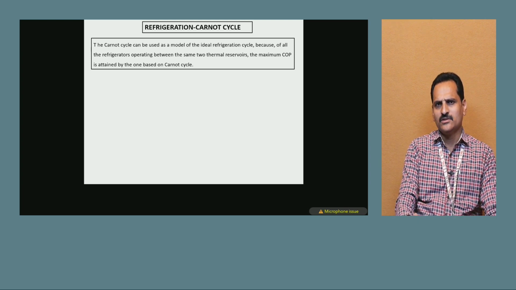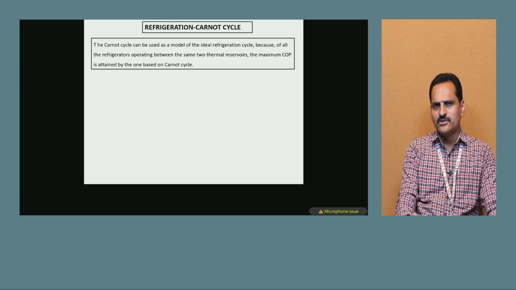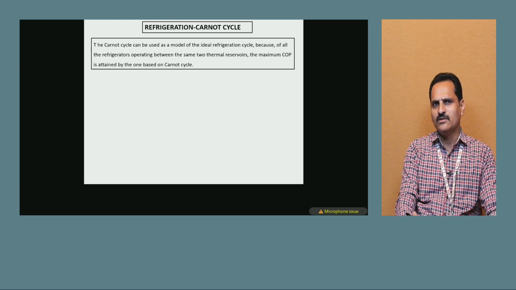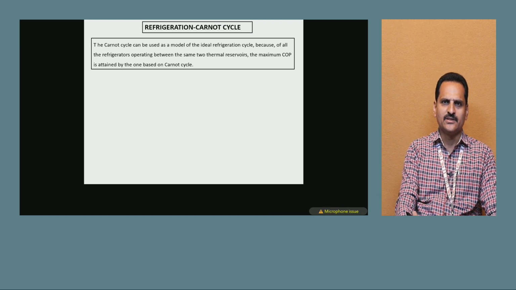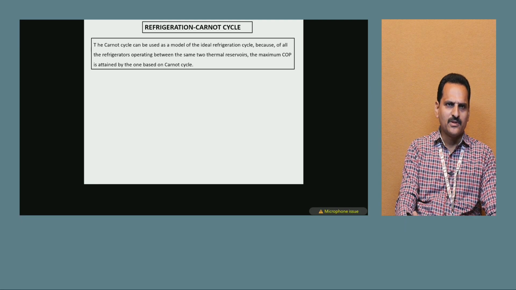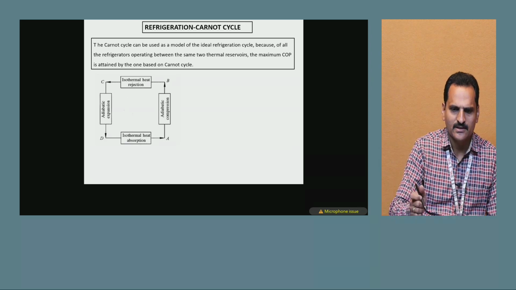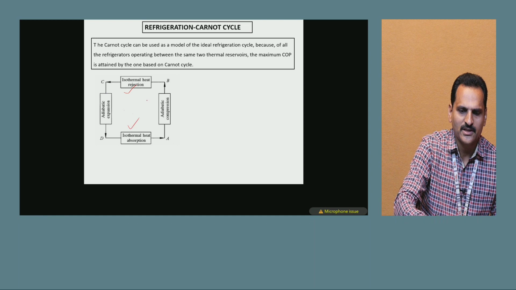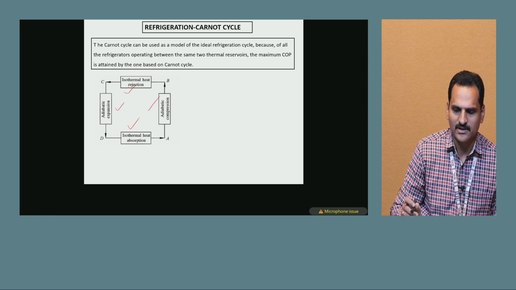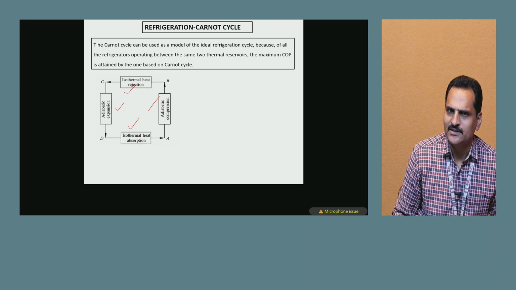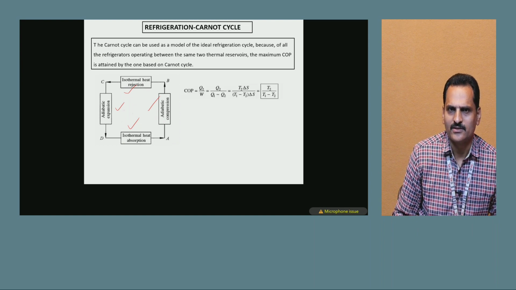Okay. So this Carnot cycle can be used as a model of the ideal refrigeration cycles, because all the refrigerators operate in between the same two thermal reservoirs. The maximum coefficient of performance is attained by the Carnot cycle. If you look at this diagram here, two isothermal processes and two adiabatic processes are involved in this Carnot cycle. Theoretical refrigeration system in terms of Carnot cycle.